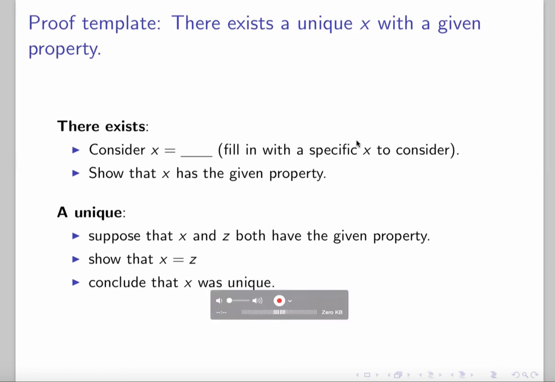And actually, you could do either one of these on its own, right? In our very first example, we just showed something existed, and that thing wasn't unique, and we weren't asked to prove that it was unique. So we just did the there exists part. And we might be told that something exists, and just show that it's unique, and then we would just do the unique part. So oftentimes we see there exists a unique together, but we could do each part separately.